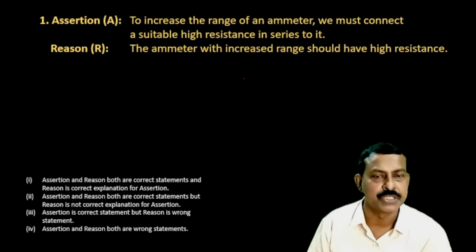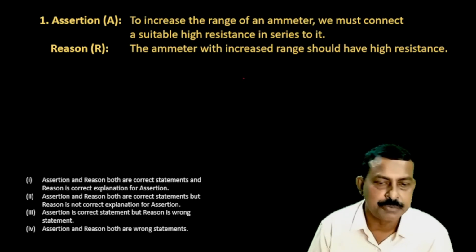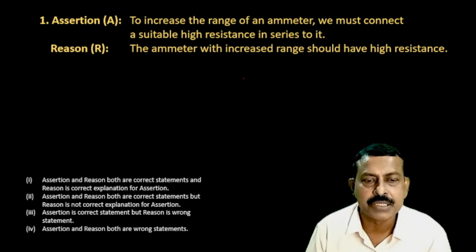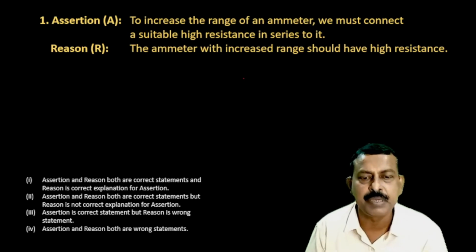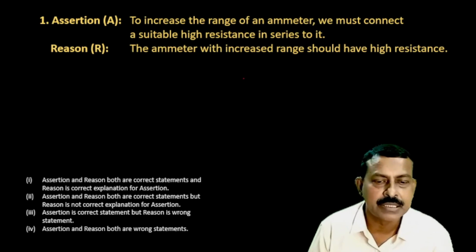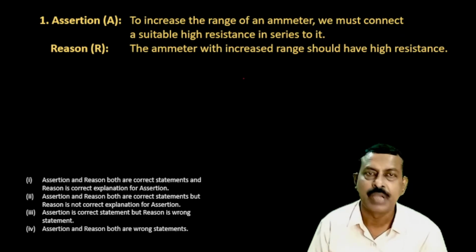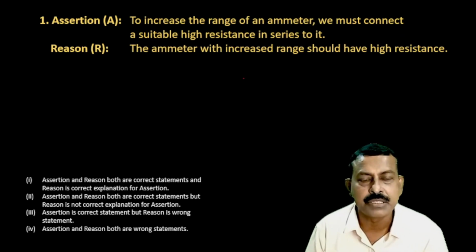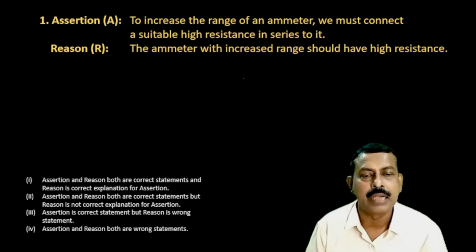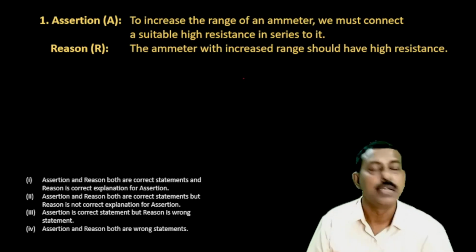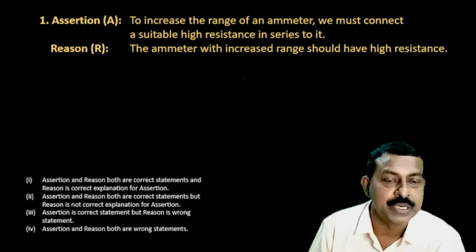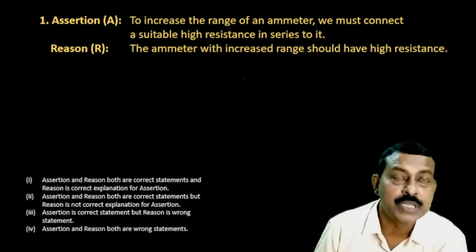Let's take the first question. Here, the different options given are: assertion and reason both are correct statements and reason is the correct explanation of the assertion. Second, assertion and reason both are correct statements, but reason is not the correct explanation of the assertion. Third, assertion is correct, but reason is a wrong statement. And the fourth, assertion and reason both are wrong statements. Now let's come back to the statement. Here we'll first decide whether it is true or false.